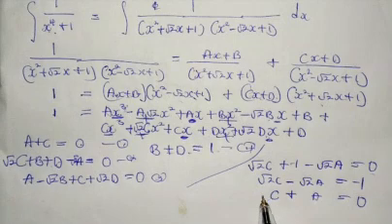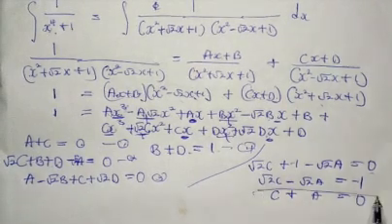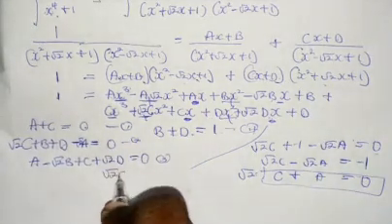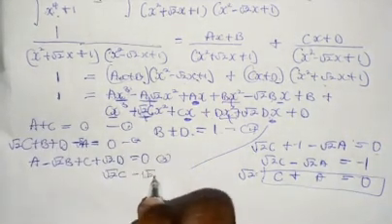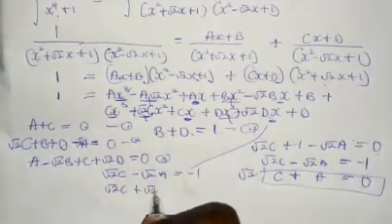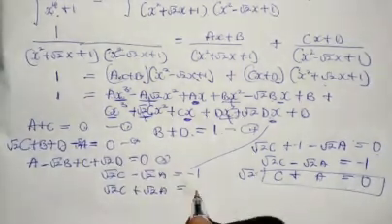Now let's multiply all through by root 2 here. When you multiply all through by root 2, you are going to have root 2 c minus root 2 a equals minus 1. Here we are going to have root 2 c plus root 2 a. Root 2 times 0 is going to give us 0.